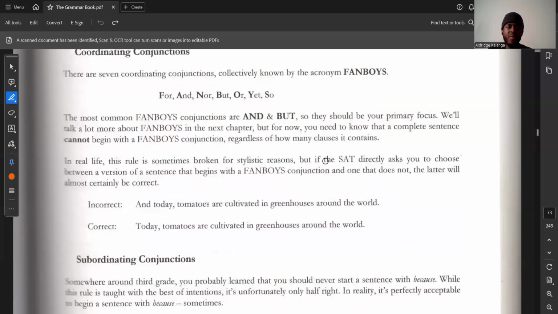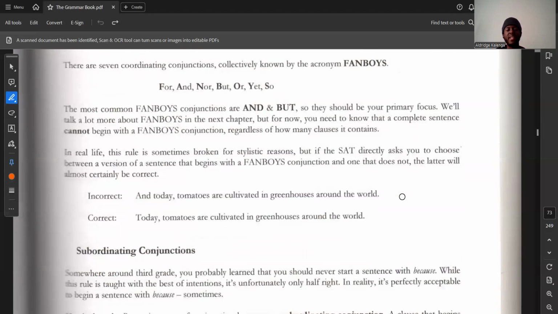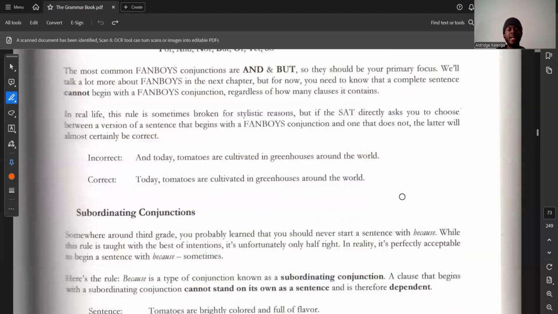Subordinating conjunction, yeah. So coordinating conjunctions, just keep it very simple. Coordinating conjunctions are, in short, FANBOYS. There are 7 of them, right? For, and, nor, but, or, yet, and so. In the SAT, you mainly deal with and and but, but it's nice to just know those other ones as well.